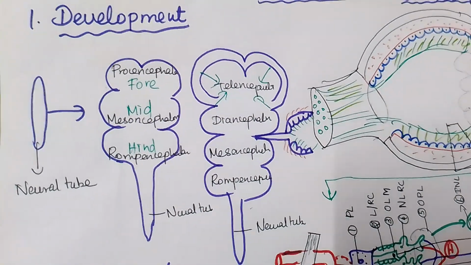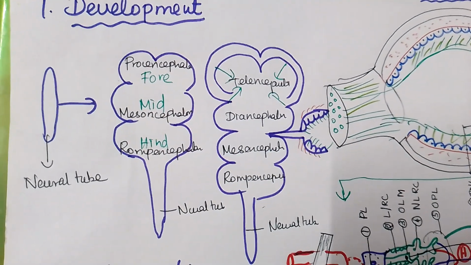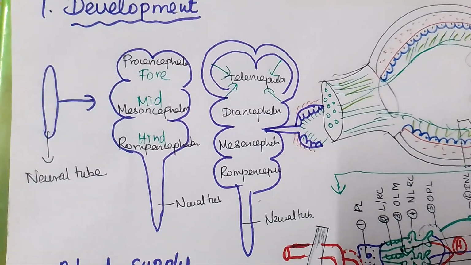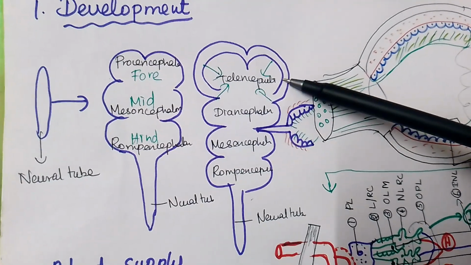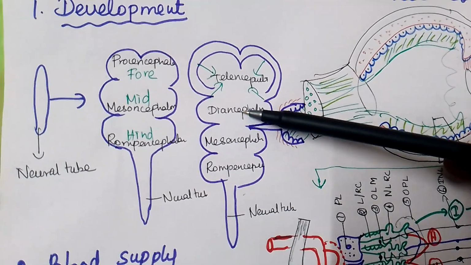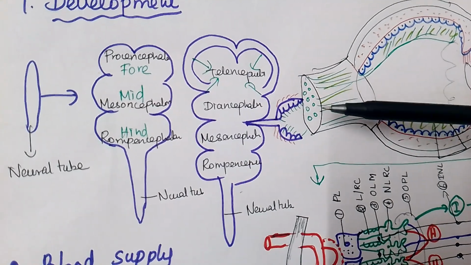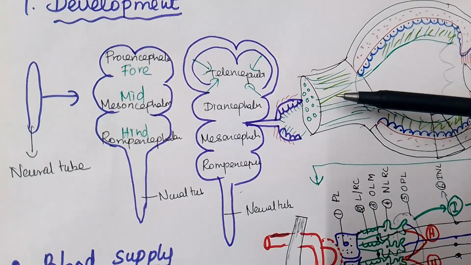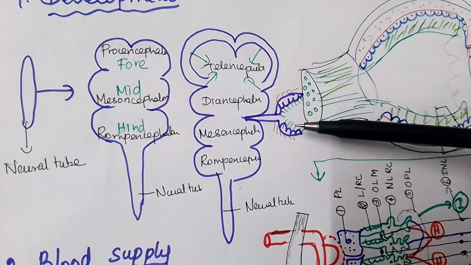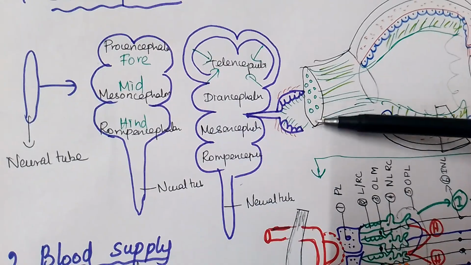If you see the development of the retina, during the 4th week of embryonic development, embryonic meaning the fetal development, from the prosencephalon two vesicles come out: the telencephalon and the diencephalon. From the diencephalon, a cup-like structure is outpouched from both sides. That is called the optic cup. So from this, the retina is developed. The inner layer is the neuronal layer, and the outer layer is the pigmented layer.